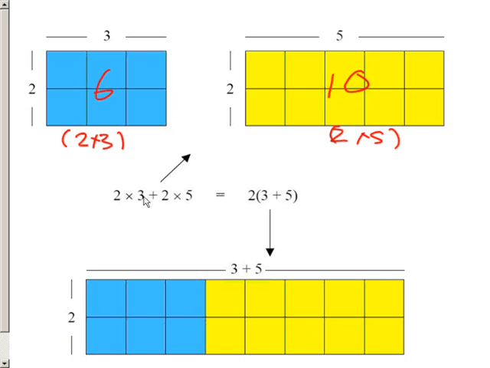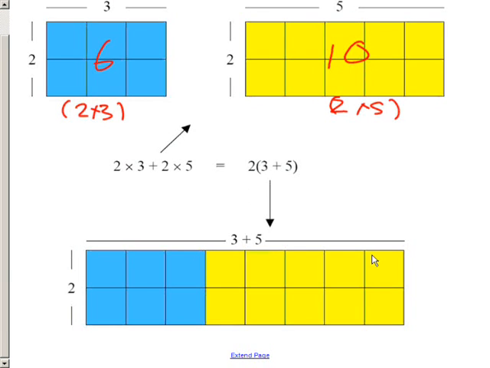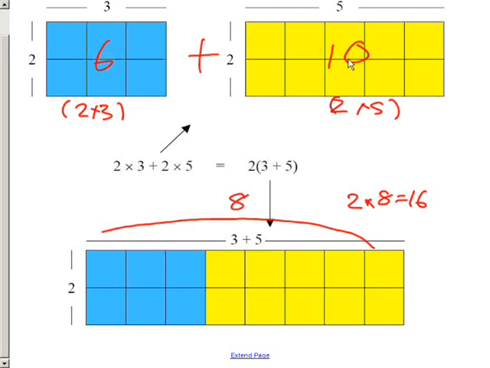Now, since we have 2 times 3 and 2 times 5, we can actually pull out that 2 and go ahead and do the 3 plus 5 inside, because the 3 plus 5 is equal to 8. So down here you can see if I put those two rectangles together, now my rectangle is one giant rectangle, which is 8 across. So 2 times 8 equals 16. Well, that's going to be the same as if I do 2 times 3 to get the 6 plus 2 times 5 to get the 10.